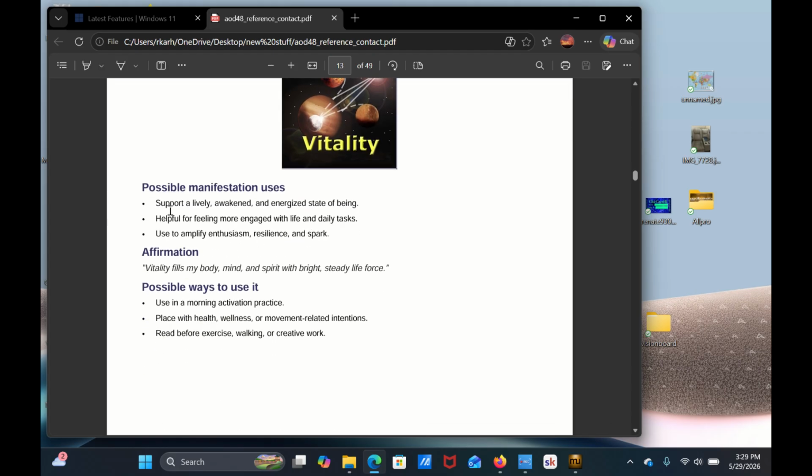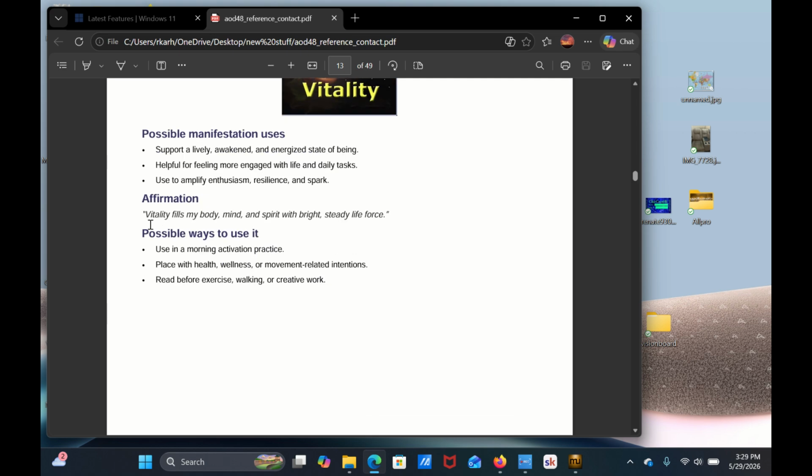Vitality. Possible uses. Support a lively, awakened, and energized state of being. Helpful for feeling more engaged with life and daily tasks. Used to amplify enthusiasm, resilience, and spark. Affirmation. Vitality fills my body, mind, and spirit with bright, steady life force.